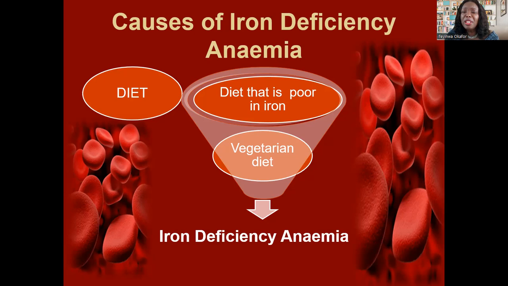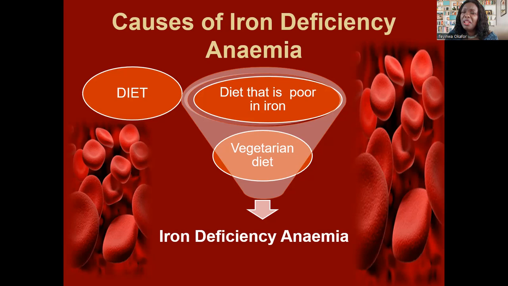That is, when the diet we take in is poor in iron. Remember that we said there are two types of iron in our diet, heme iron and non-heme iron. The heme iron, in the form of hemoglobin and myoglobin, we most times get from meat, fish, and poultry sources like egg yolk and chicken, while non-heme iron we get from cereals, vegetables, and grains. Heme iron is more easily absorbable than non-heme iron.